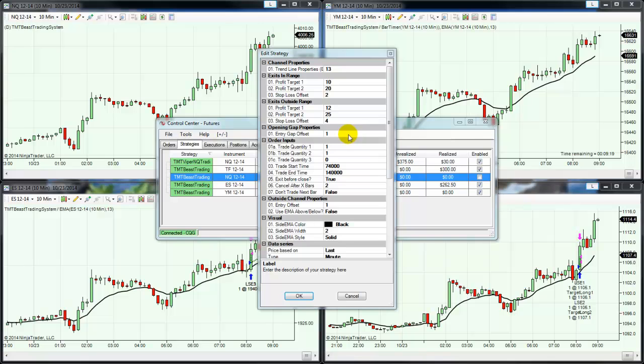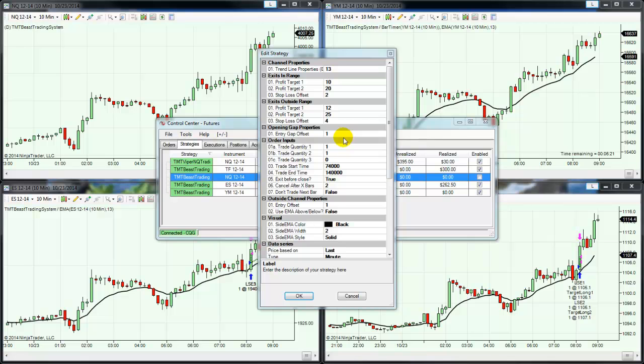Now, sometimes you may have gaps on the open, especially if you're trading or using the Beast system for stocks. And if you do have a gap, then your entry offset would be set to 1, meaning price needs to be greater by 1 penny if you're trading stocks from the entry.